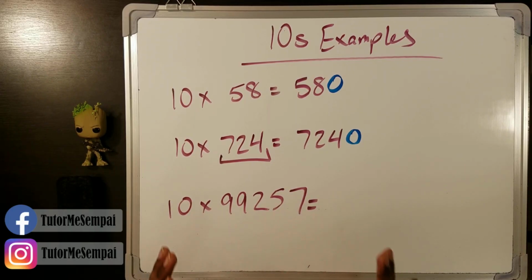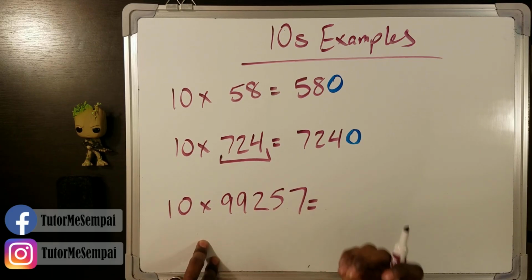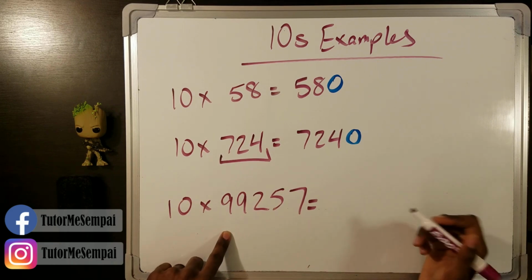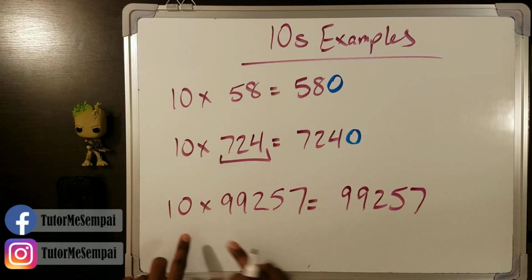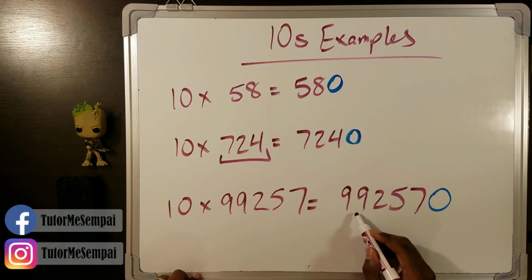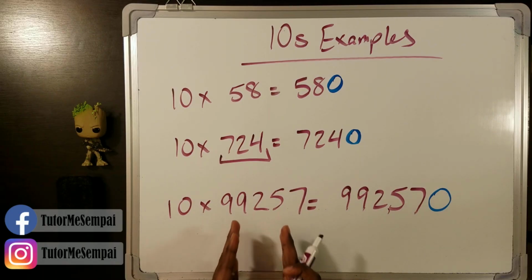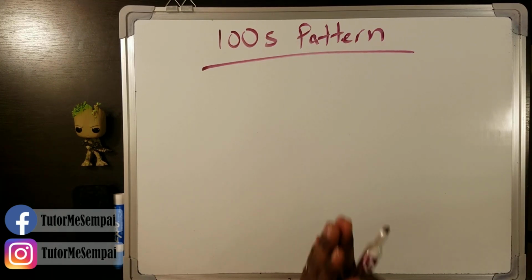This was a really big number. And normally this would be kind of scary to do. But because we have a very easy pattern, this is also going to be easy. We're going to write all of this once again. So 9, 9, 2, 5, 7. And because we're multiplying by 10, all we do is put that 0 at the end. So now this big number became 992,570. You multiplied this big number by 10 and found the answer just like that. Let's do the same thing for the hundreds pattern.